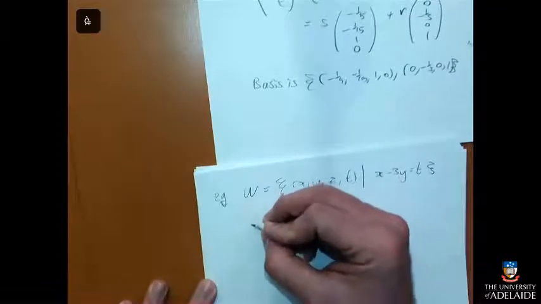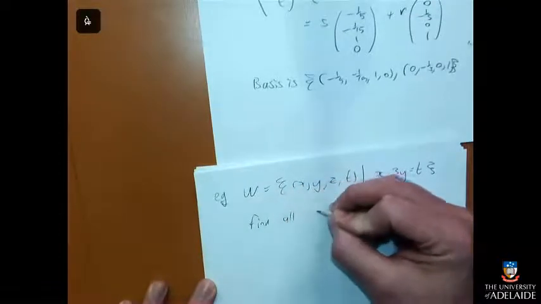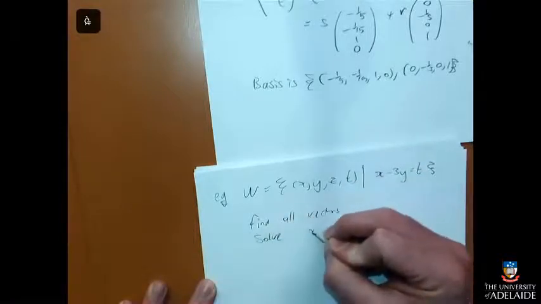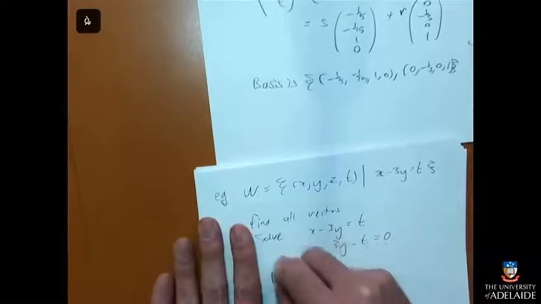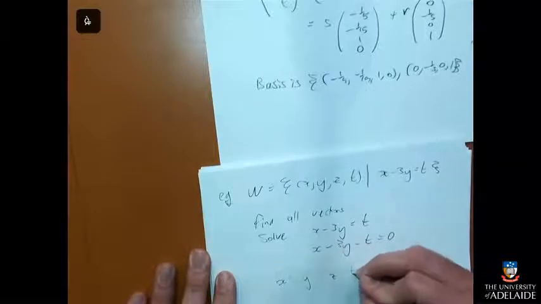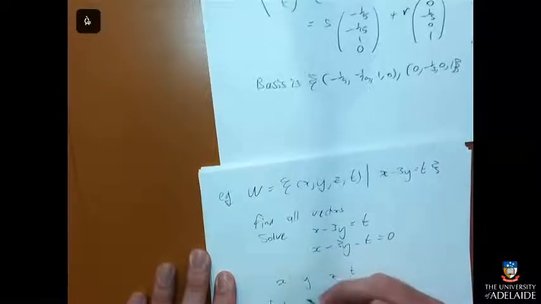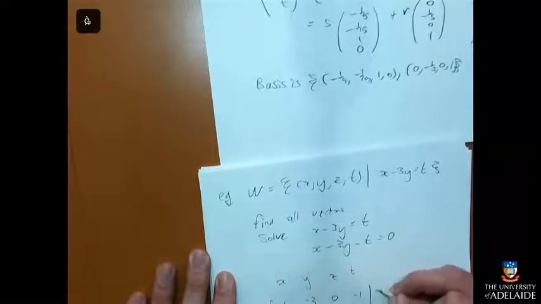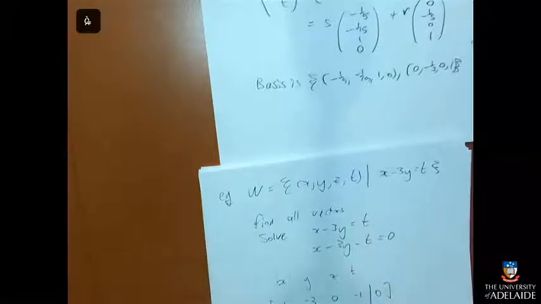Okay, well, I could do the same thing I did with the other thing, right? I could say, all right, well, I'm going to need to find all the vectors, which means I'm going to need to solve this equation. I could do what I did last time and rewrite it as a linear equation and just make a matrix with one row.